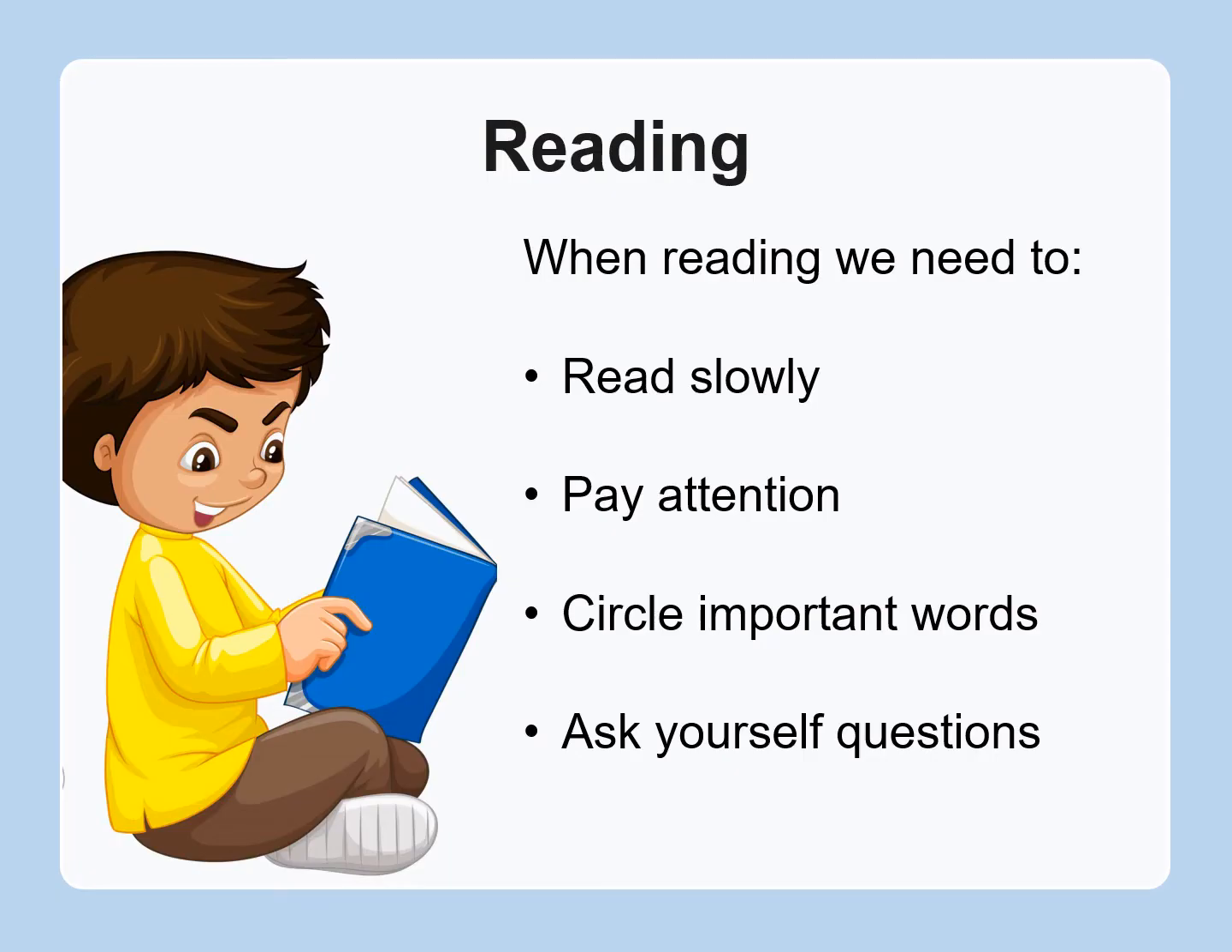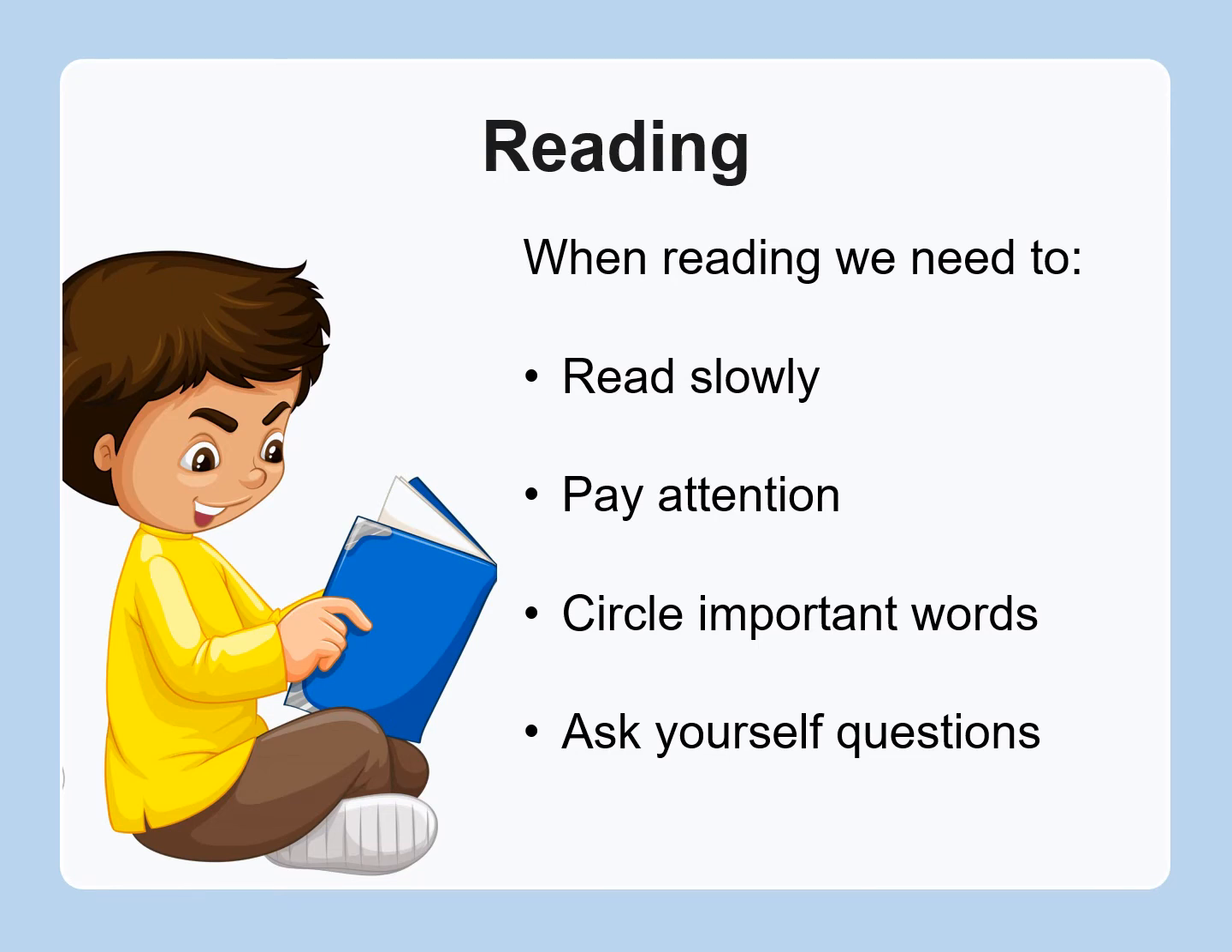First of all, before we write a summary, of course, we have to read a text or a story. When we're reading, there's a few things that we need to make sure we do. Things like reading slowly and paying attention to what we're reading. We can circle important words so we can come back to them and know what the text is talking about. We can also ask ourselves questions, things like, what's the story about? What's going to happen next? They can help us understand the story and have a better idea of what we need to summarize once we've finished reading.